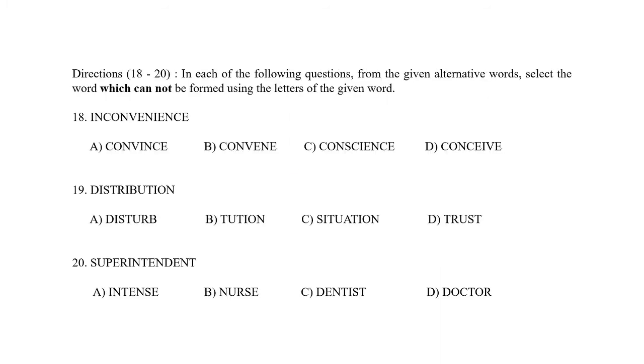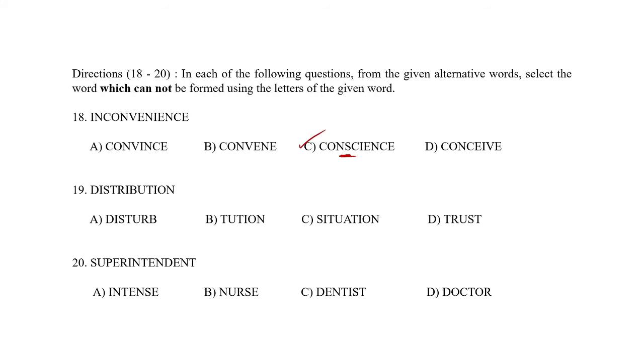Option D. Directions from 18th to 20th questions. In each of the following questions, from the given alternative words, select the word which cannot be formed using the letters of the given word. 18th one, inconvenience. First option is convince. Yes, we can make convince from inconvenience. And option B, we can make convene. Okay. And option C, observe option C. In option C word, there is a letter S. Is there any S in 18th word? Inconvenience? No. So answer is option C.